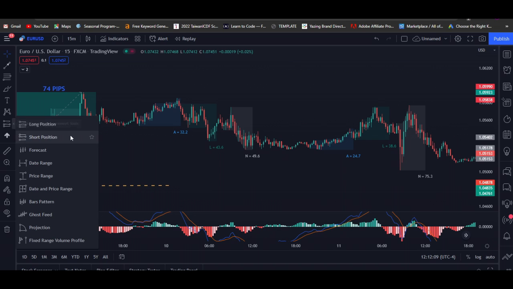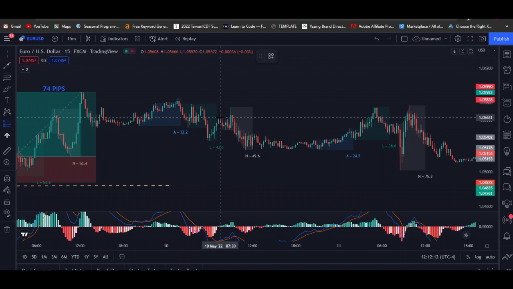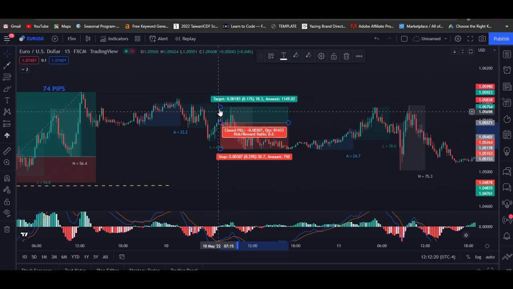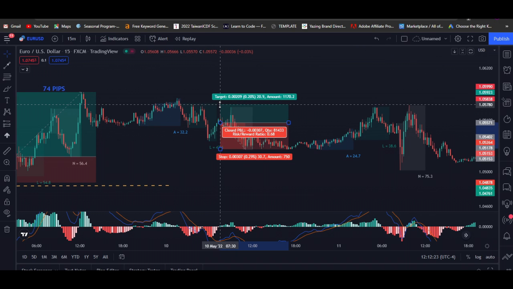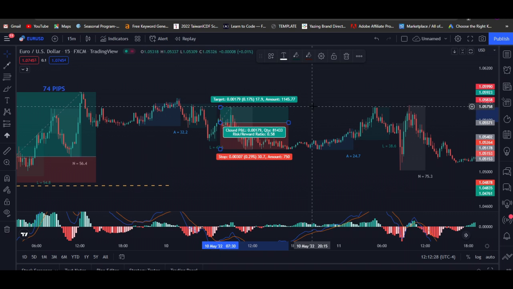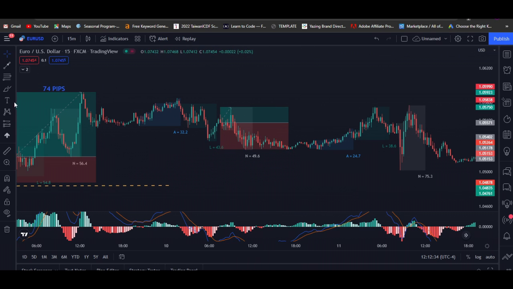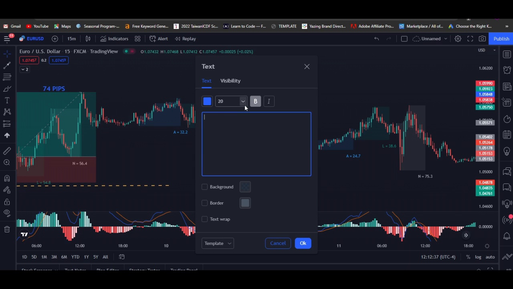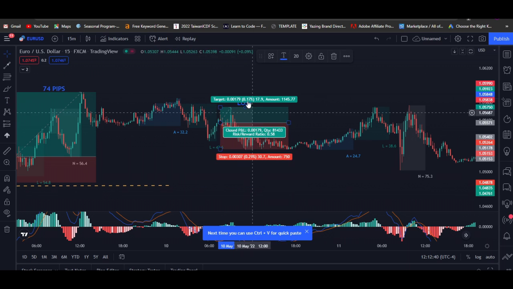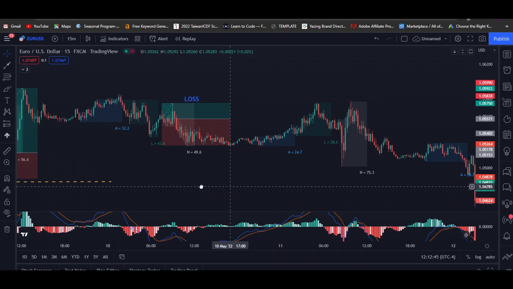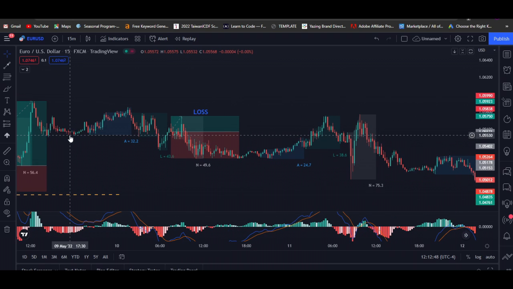So our entry would have been right here on this bearish candlestick. 30 pip stop loss. And we just came short of a break-even trade. So this is a loss. So let's record that. Which is unfortunate, but we move on to the next day.